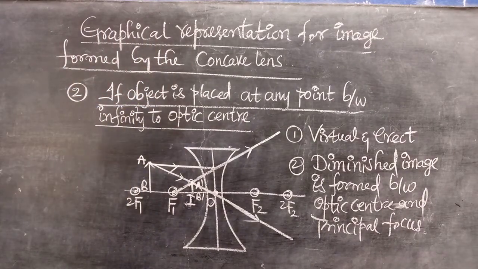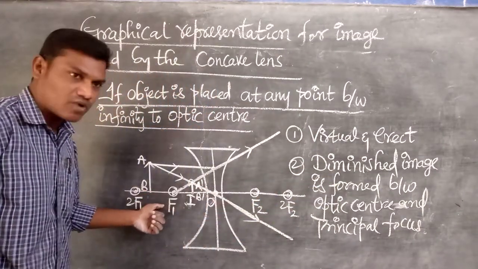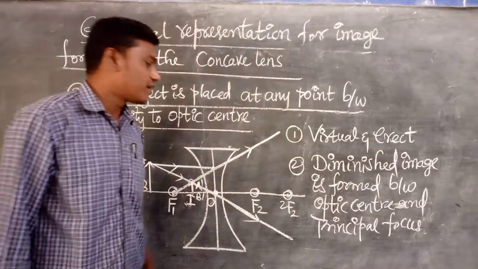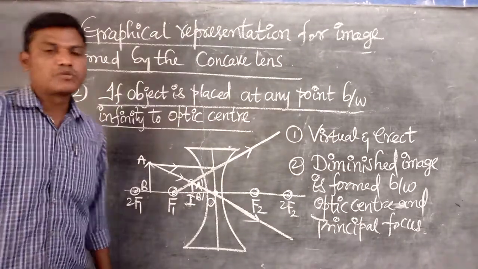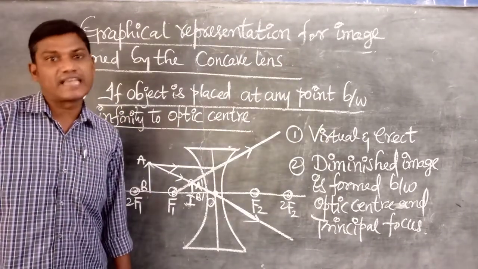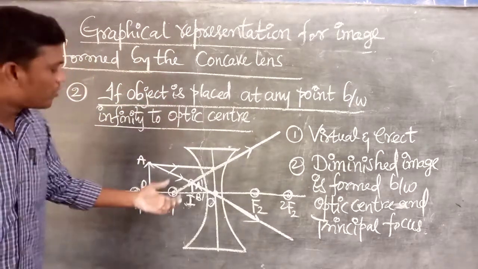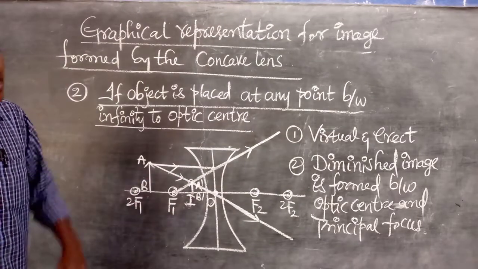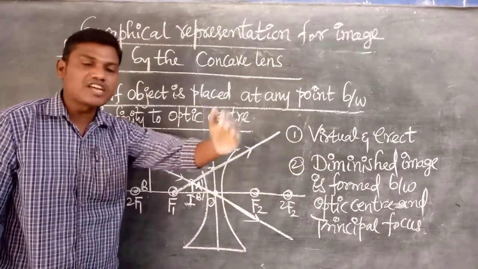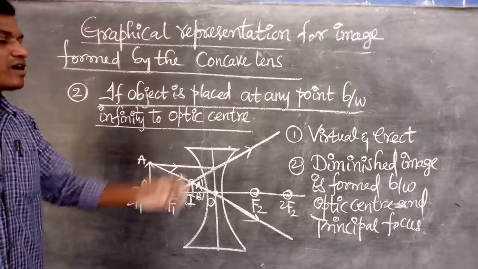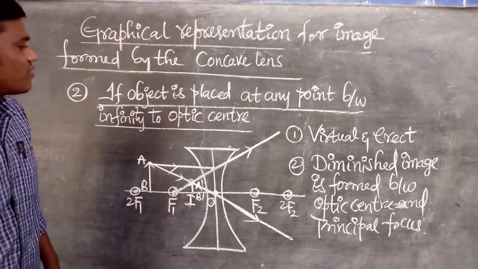So a virtual and erect, diminished image is formed between the optic center and the principal focus. This is the manner we observe in correcting myopia. Myopia is an eyesight or eye defect, and to cure it we use this arrangement. We will discuss that further in the next chapter, Human Eye and Colourful World. In that chapter I will clearly explain what myopia and hypermetropia are, which are nothing but defects of the eye.